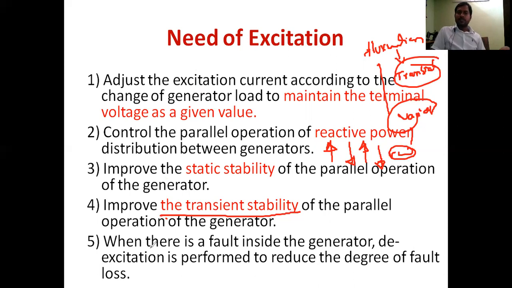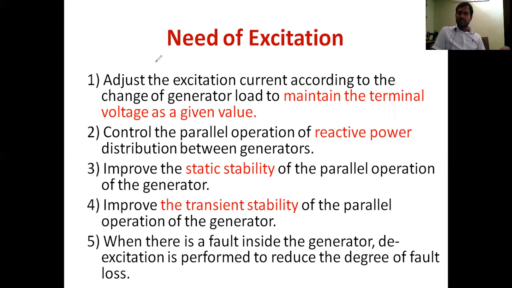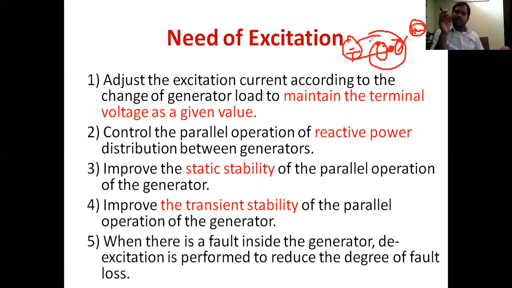And next one is, when there is a fault inside the alternator, de-excitation is performed to reduce the degree of fault losses. For example, if a fault occurs in the generator and excitation is continuously available, it will generate electricity. The armature will have a huge current in the presence of field and rotation. So if a fault occurs, the fault will increase very fast in the presence of field and rotation.